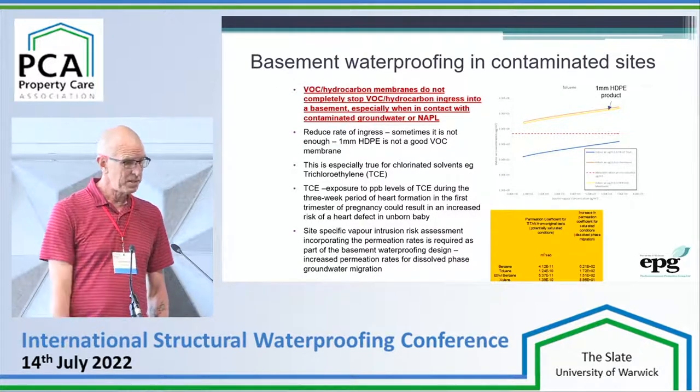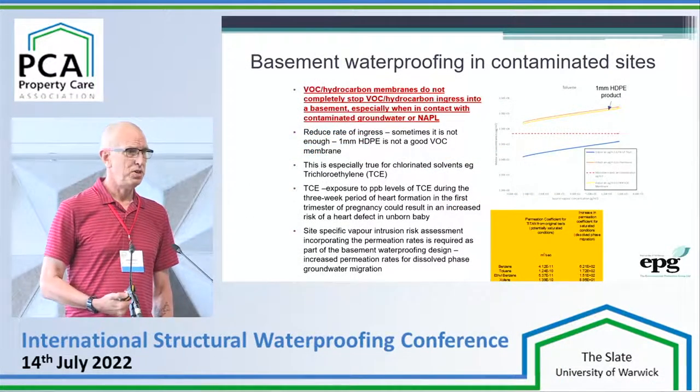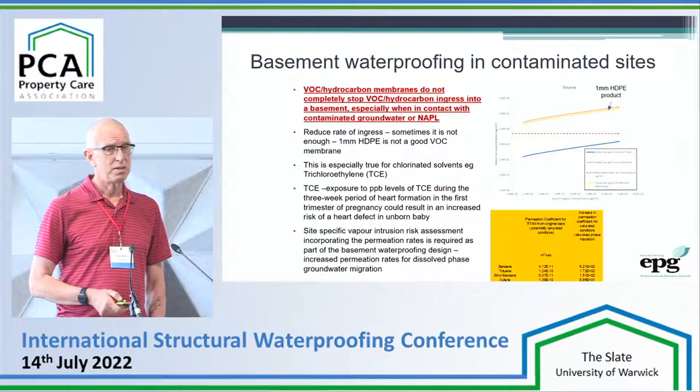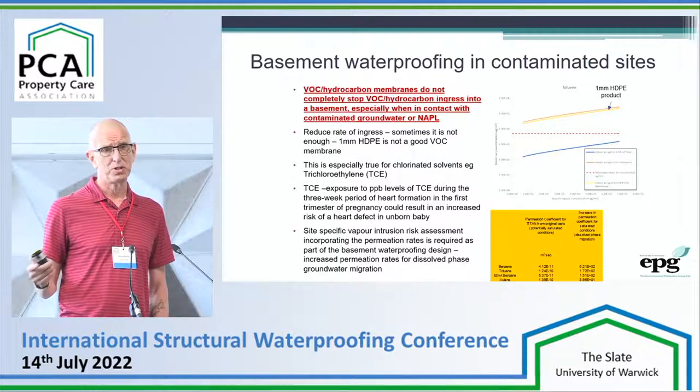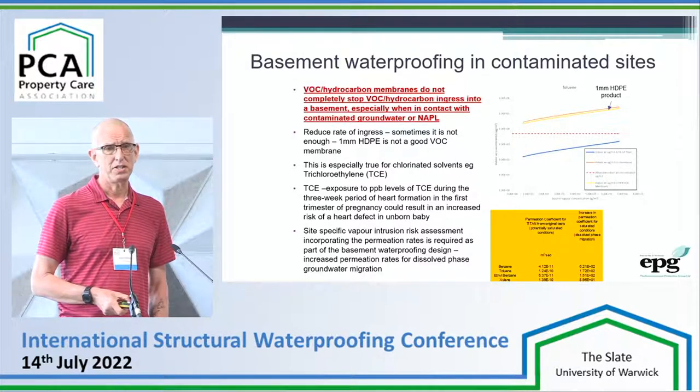And then finally, basement waterproofing in contaminated sites. This is, again, VOC and hydrocarbon membranes. What we're seeing is there is a perception, and it's not just in basement waterproofing, it's across the industry, and it is causing some real problems that we see. VOC and hydrocarbon membranes do not completely stop migration into a building. They are, in real terms, even the best ones, relatively permeable to hydrocarbon and vapour migration. And they can only work up to a point. So if you've got really high levels of contamination in a site, and particularly if it's a dissolved phase in groundwater in contact with a membrane, then there may well be a possibility that you need more than a VOC membrane to actually manage that risk.